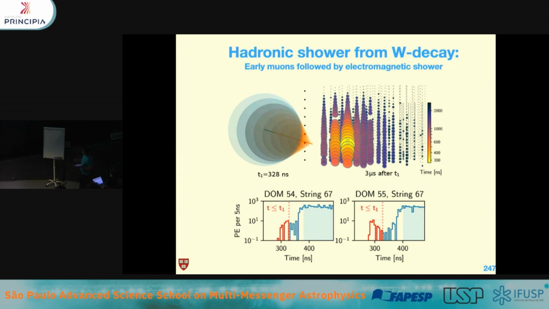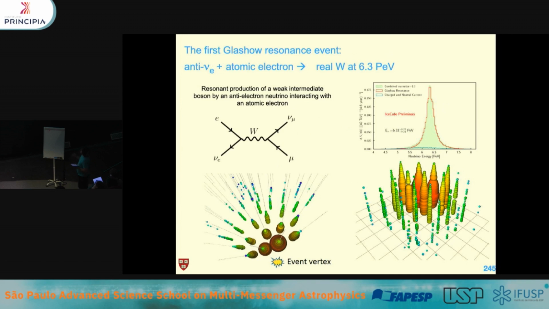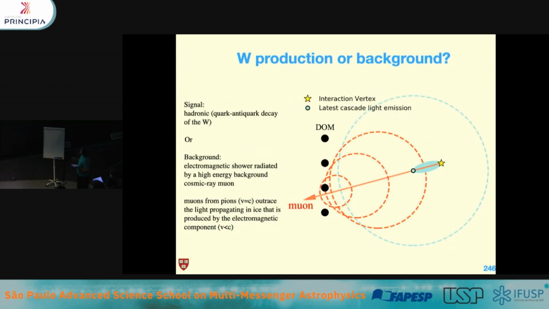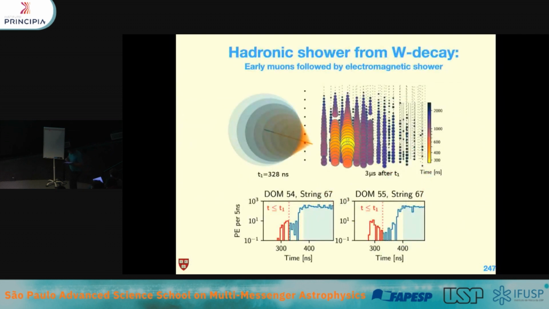And these hits are actually arriving before the main Cherenkov hits. The only way this is possible is if there are muons that are coming before the main fronts. And that's how we know that not only does this event have the right energy to be a Glashow resonance, we know that it actually has a hadronic shower included in it because of the presence of these leading muons. So this was published, I think, in Nature a couple of years ago.